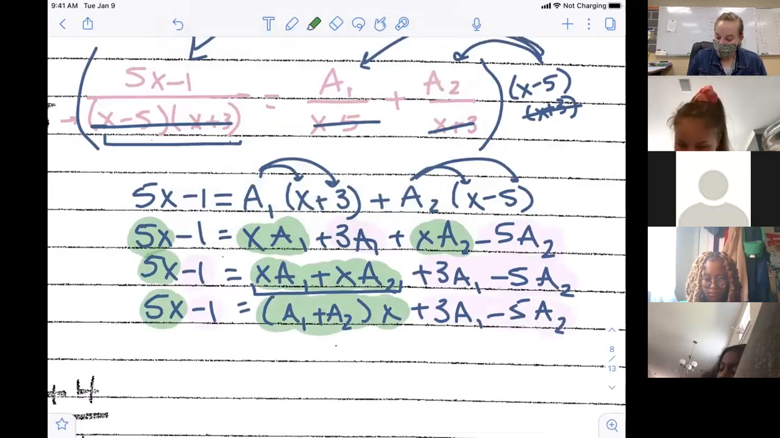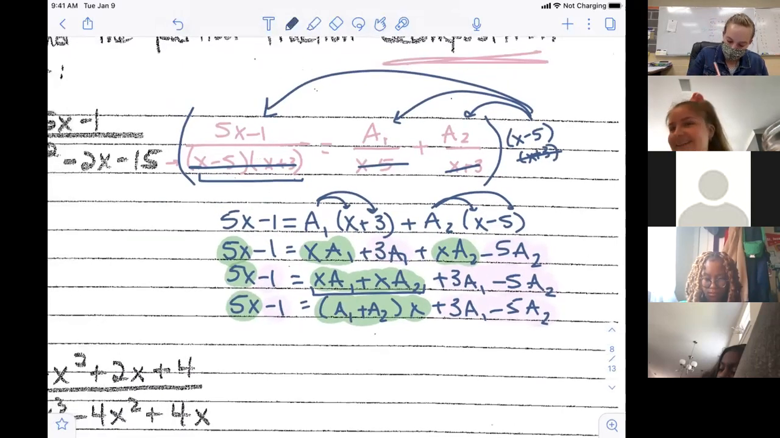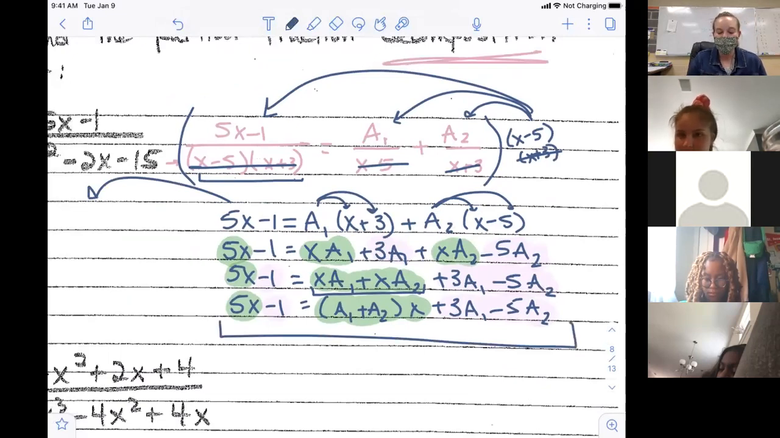Okay. And so now what we're going to do is we're going to come over here and write this last statement as two different equations. So the green thing is going to be an equation and the pink one's going to be an equation.